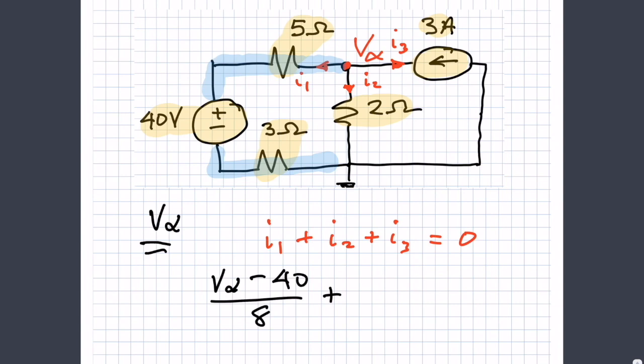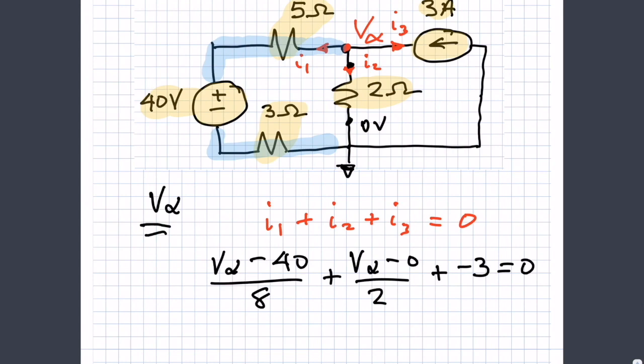The next one is I2. So I2, you have V alpha here, ground here, so that's 0 volts. So this would be V alpha minus 0 divided by 2. And then finally, I3, we have the current source in that branch. It's pointed the wrong way, so I3 would be minus 3 amps. So there's the equation that we need to solve. And so now it's just a matter of doing algebra to get that equation.